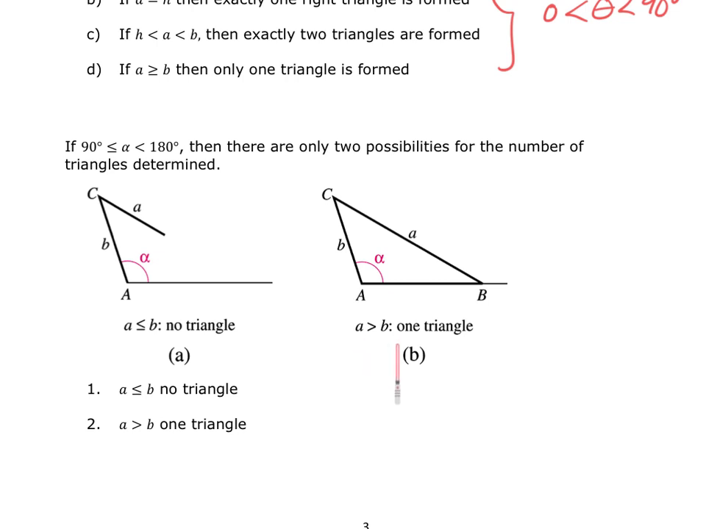If a is greater than b and I have the side opposite and my angle is bigger than 90 but less than 180, I have one triangle. So the only time you have to really worry about the h is when you have an angle that's given to you that is less than 90 degrees.